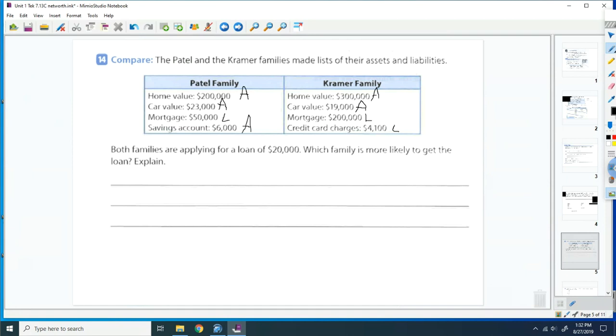So if I was a banker and the Patel family and the Kramer family walked in, I'd give the Patel family the loan because they have a higher probability of actually paying it back. The Kramer family doesn't, because they have so much debt already. So I wouldn't want to risk them not paying me back. Okay, that's just net worth, assets and liabilities. This is a very easy topic. The hardest part of it all is just adding up all your numbers.